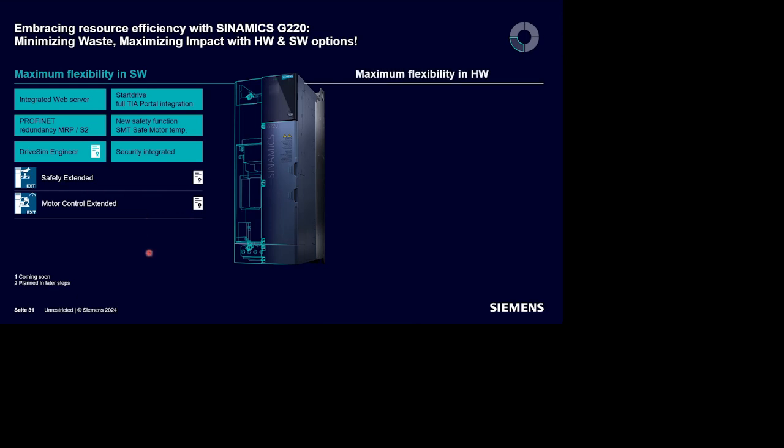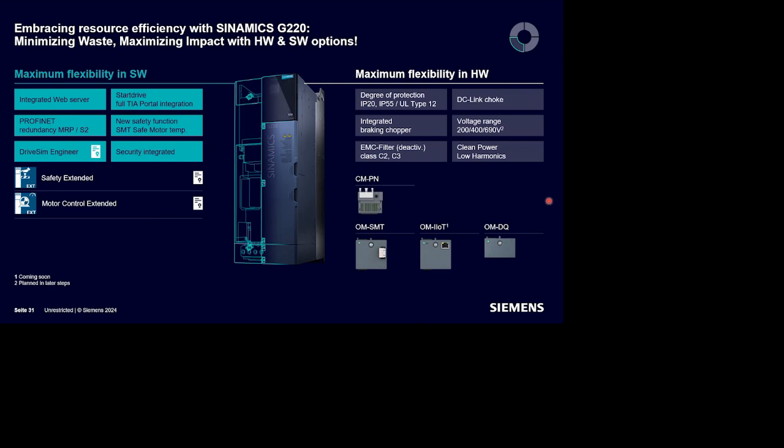On the right-hand side, I have the hardware options. And in this case, we have, for example, the communication module. The communication module is located at the top. In this case, this is communication Profinet, but Profinet also includes Ethernet IP and Modbus TCP, all in one communication module. In the next steps, we will also have communication module Profibus. We will also have communication module Modbus RTU, but this will come later.